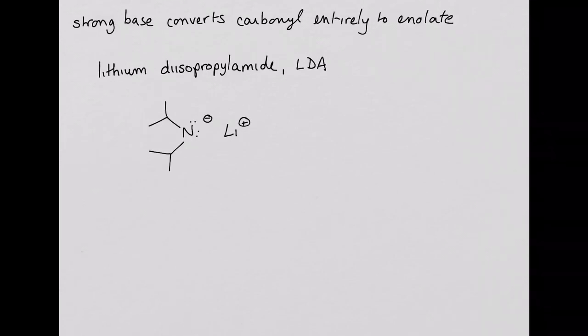LDA makes a good, strong base to use to convert the carbonyl to enolate because it is non-nucleophilic. It is strong but bulky, so it cannot compete with the enolate for the electrophile. Using a strong base such as LDA helps push the equilibrium for the enolate formation to the right and produces the lithium salt of the enolate ion. Once formed, this lithium enolate can be reacted with an electrophile in an alpha substitution reaction.